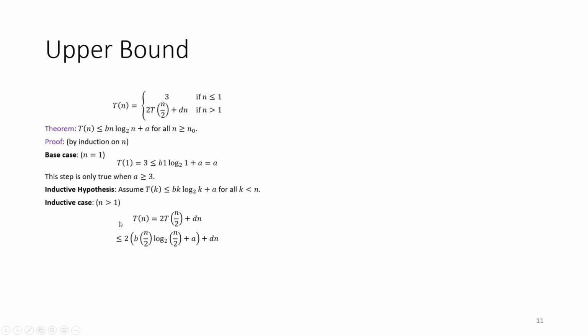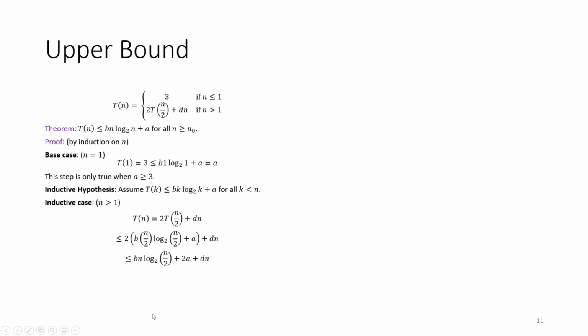Okay, so let's continue to the next step, where we're going to just basically distribute our 2 through. The 2 is going to cancel with this one to just give us a b n log, but I'm going to leave the n over 2 inside alone for the moment. Being careful, the 2 also distributes to the a, so we now have 2 a's here.